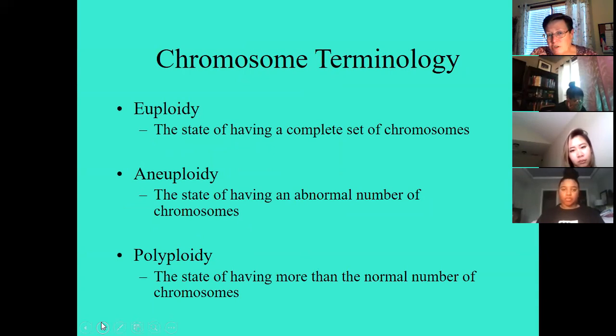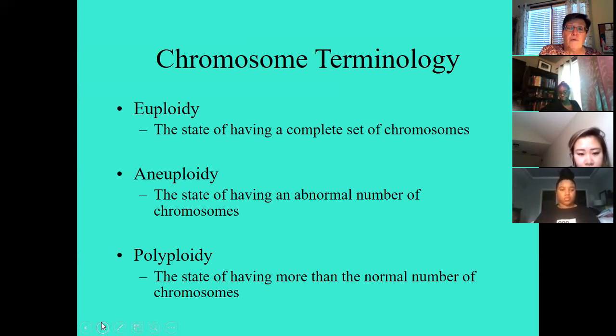Okay. Some additional terms. Euploidy simply indicates that this person has a complete set of chromosomes. They've got the normal number of chromosomes that they should have. Aneuploidy means they don't. Aneuploidy is a general term that simply means they have an abnormal number of chromosomes. They could have too many, they could have too few, but they don't have the proper number. Polyploidy, poly meaning many, is a term that we use when the person has more than the normal number of chromosomes. So euploidy, you've got the normal number. Aneuploidy, you don't. It could be too many or too few. Polyploidy, you've got too many.